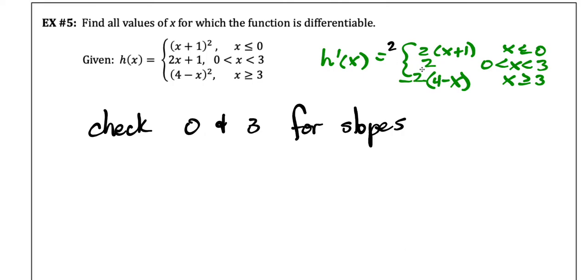2. Yeah. If I plug 0 in here, we get 2. If I plug 3 in here, I get 2. If I plug 3 in here, I don't know what I get. -2 times 4 minus 1. -2? Okay, so these have the same slopes. These don't. Automatically, where is it not differentiable?